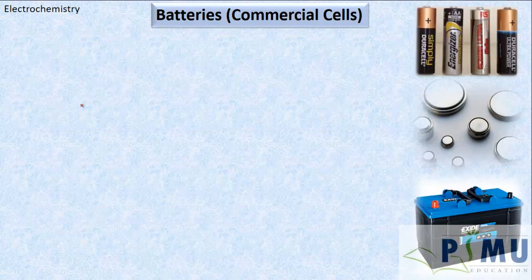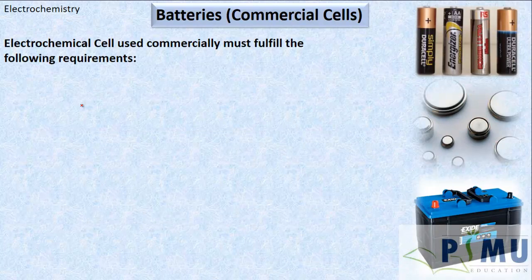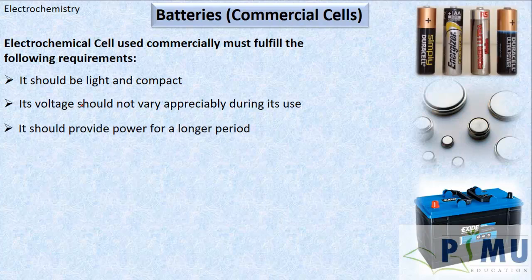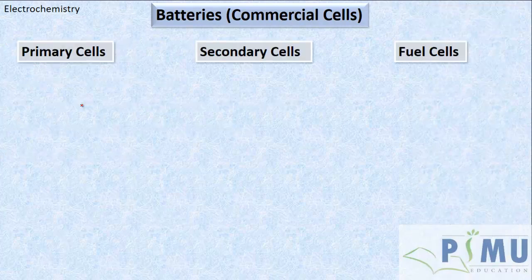The electrochemical cell or galvanic cell used commercially must fulfill the following requirements. It should be light and compact. Its voltage should not vary appreciably during its use. It should provide power for a longer period. It should be rechargeable. These batteries are mainly classified into primary cells and secondary cells.